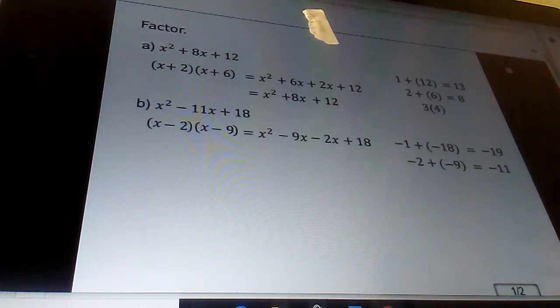Now combine the like terms. Negative 9x plus negative 2x is negative 11x. The result is the original trinomial, so we factored correctly. The trinomial x squared minus 11x plus 18 is equal to x minus 2 times x minus 9.